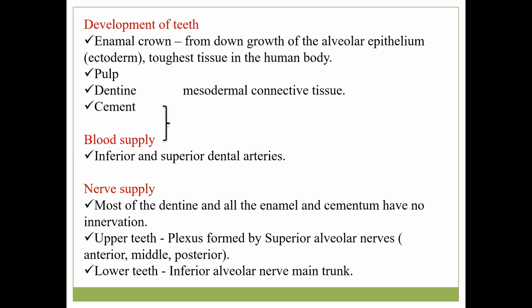But to the root and the lower part, you have innervation. For the upper teeth, a plexus formed by superior alveolar nerves gives nerve innervation, and for the lower teeth, nerve supply comes from the inferior alveolar nerve main trunk.